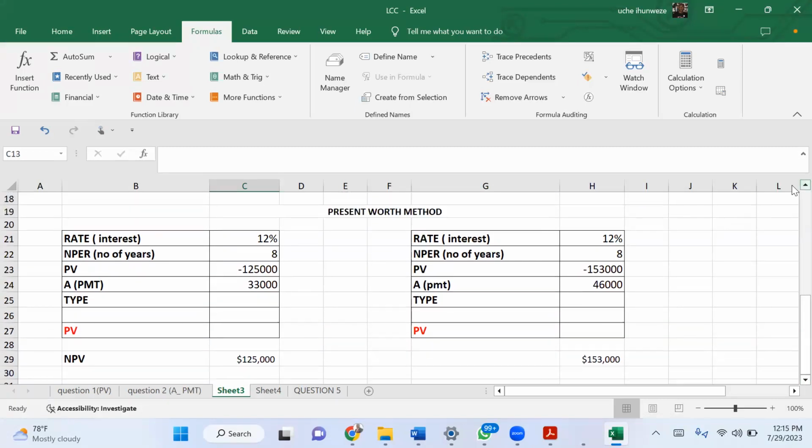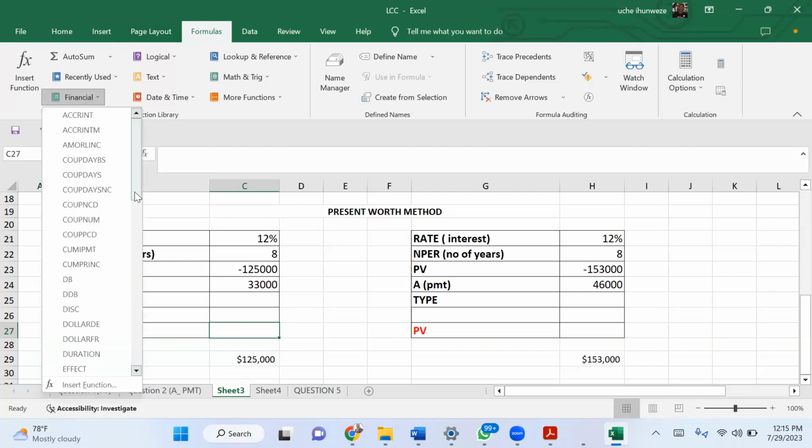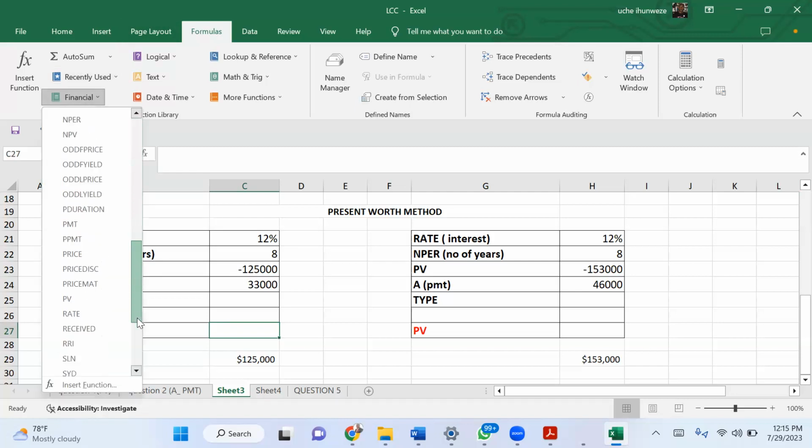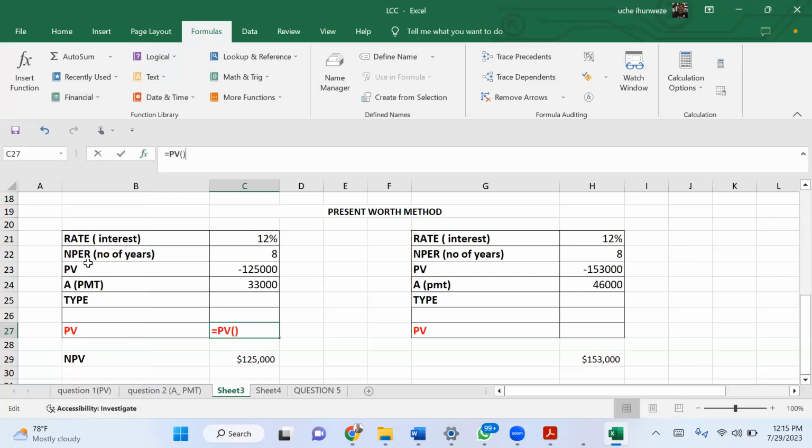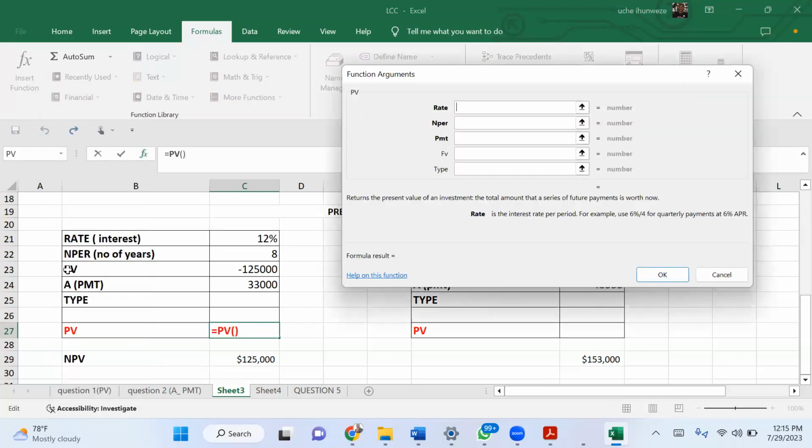You can use the present worth method. So using the present worth method, what is the PV of this 33,000? So I'll go to formula, financials. I'll go to PV. Someone will argue, but we already have a PV here. No, I will ignore this PV. I want to get the P, okay, the P2.